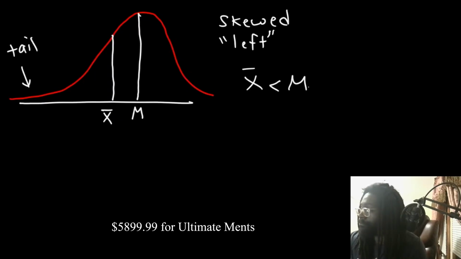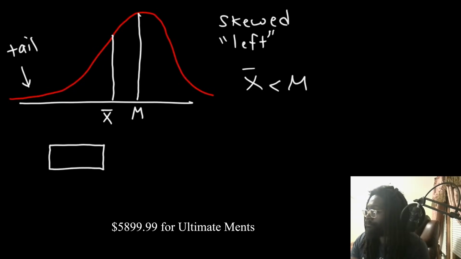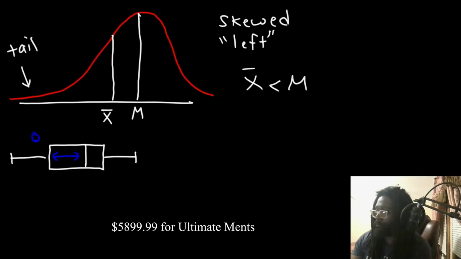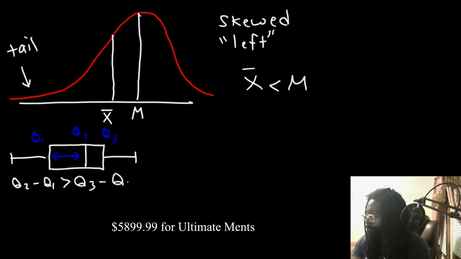Now, how can we represent this using a box plot? Well, here's one possibility. So in this case, Q2 will be closer to Q3 in the box plot. So as you can see, the left side is longer than the right side. So we can say that Q2 minus Q1 is greater than Q3 minus Q2 in this case.